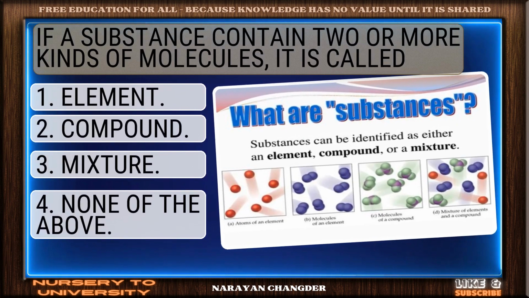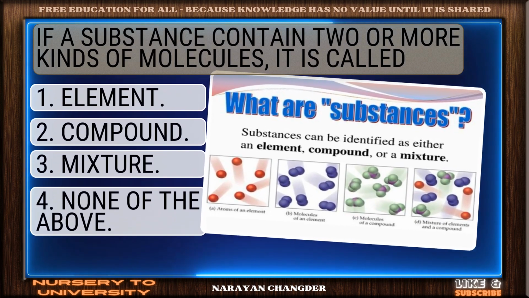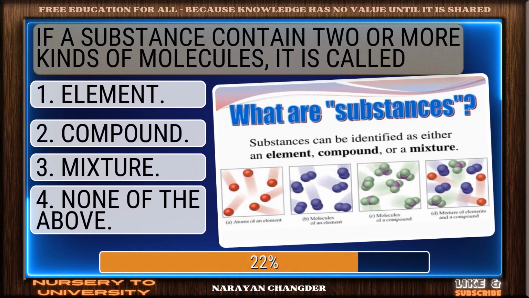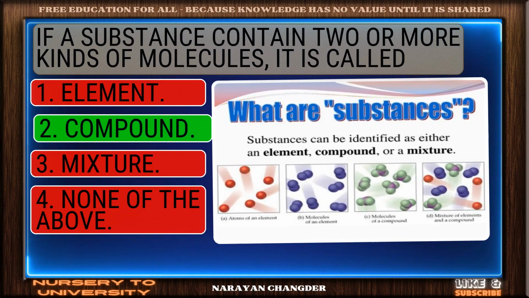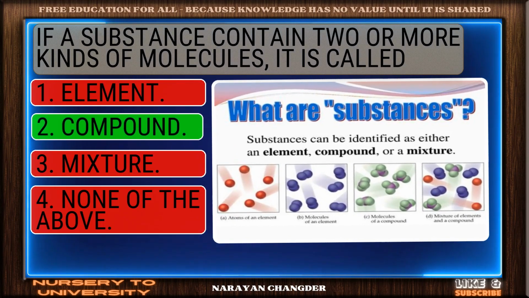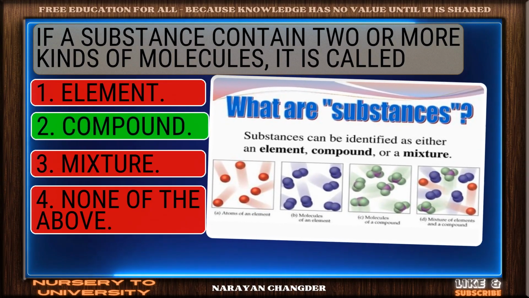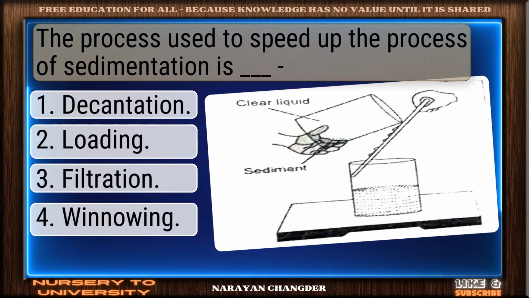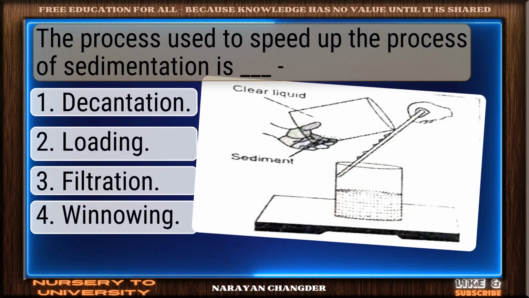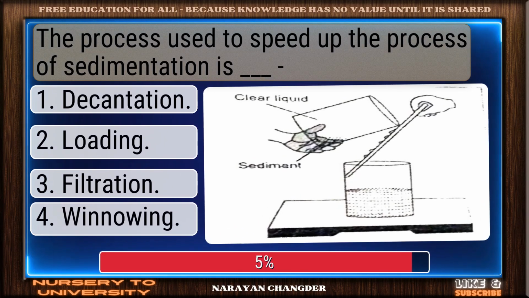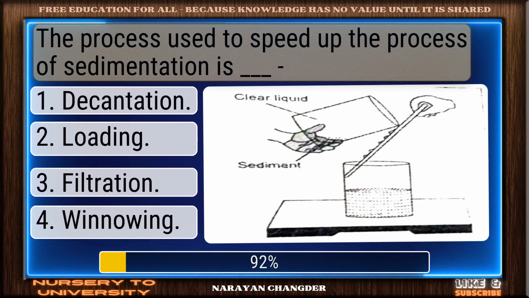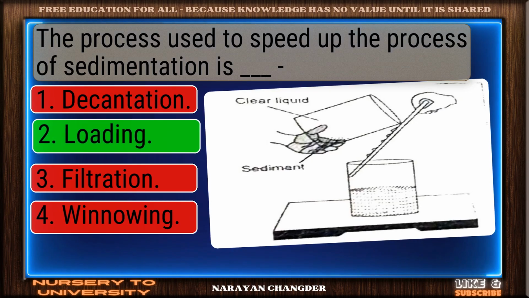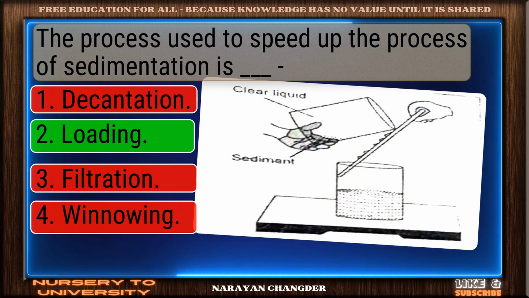If a substance contains two or more kinds of molecules, it is called... Great job. Compound is the accurate answer. The process used to speed up the process of sedimentation is dash. Smart pick. Loading is the correct choice.